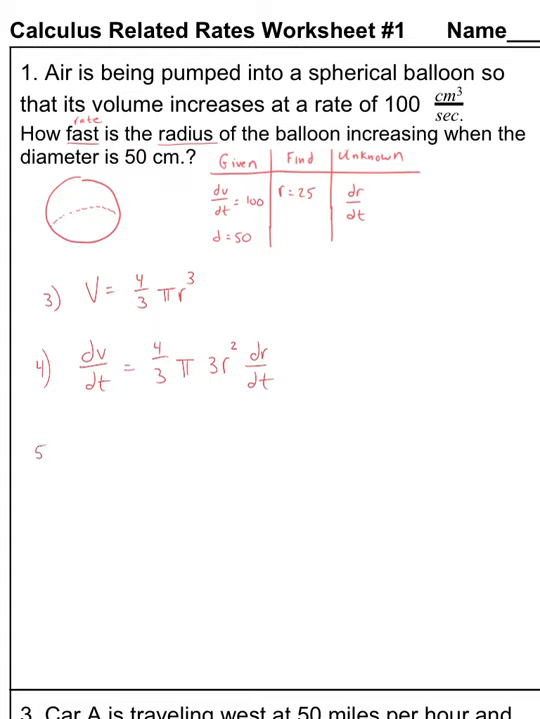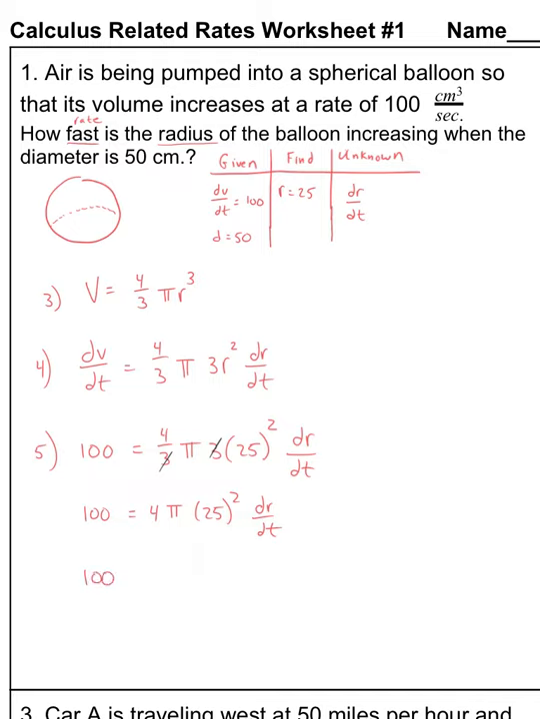Now we plug in. We know that dV/dt is 100. 4/3 pi comes along for the ride. We know our radius is 25. And our only variable left is our unknown dr/dt. So now you just go ahead and solve it. I would definitely cross off the 3's. So then that gives us 100 is equal to 4 times pi times 25 squared times dr/dt.